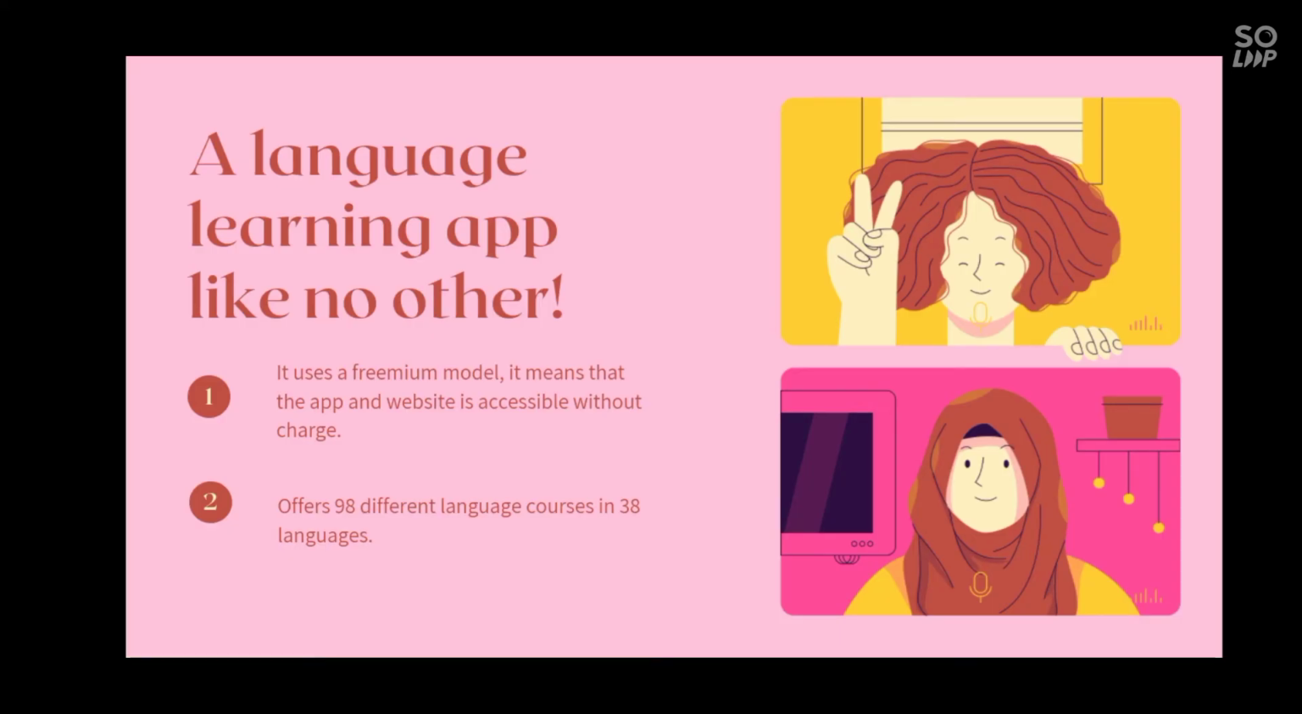Duolingo is a language learning app like no other. One reason is that it uses a freemium model, which means that the app and website are accessible without charge. The second reason is that it offers 98 different language courses in 38 languages. So this is an app that you may use to learn a new language, with the world's most downloaded education app.